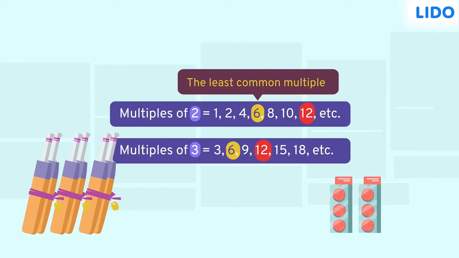Hence, the LCM of 2 or more numbers is the smallest common number that appears in the tables of those numbers. Simple, isn't it?